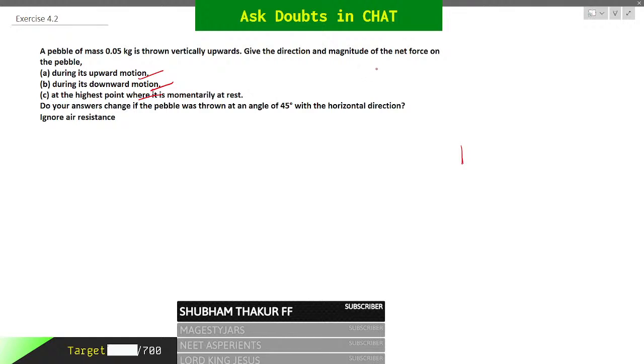We also need to give the magnitude of the net force. The magnitude of the net force is simply the mass times the acceleration due to gravity, which equals 0.05, and taking the value of g to be 10 meter per second square, we come to the conclusion that 0.5 Newton force is acting on the pebble.